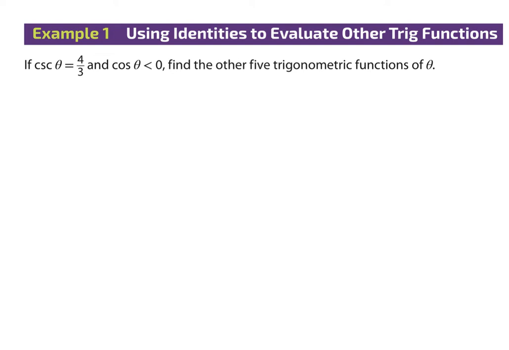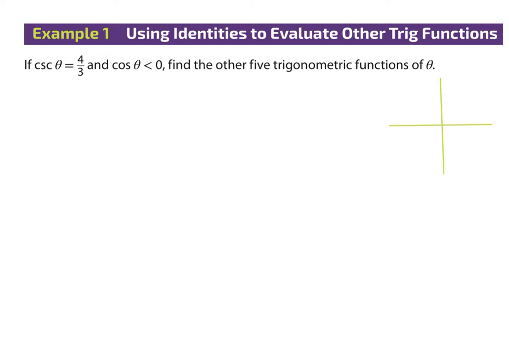So it says if the cosecant is 4/3 and the cosine is less than 0, that's the same thing as saying the cosine is negative, find the other 5 trig functions. So just like we did in the past, the first thing I typically do here is figure out what quadrant I'm in, because the quadrant is going to tell me my positives and negatives for all of my other functions, right?